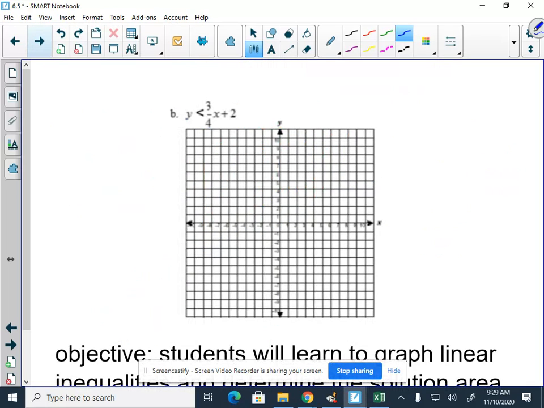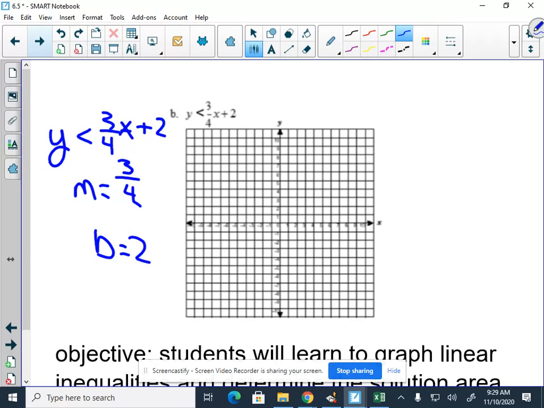Okay, next one. Y is less than 3/4 x, sorry, I don't know where I got the negative, plus 2. So you figure out m. M is 3/4, b is 2. We put in a dot.